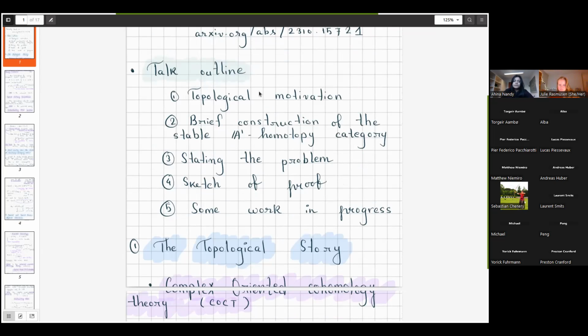So first, I will start with some topological motivation, or I'll tell you the story of what happened back in the 60s and 70s in topology. And then since we are trying to translate all of it into stable A1 homotopy categories, I will give a very brief construction of that. And then I'll try to say what exactly we are trying to do and sketch a proof of it. And then we're trying to apply it in some computation, and I will try to give some idea of what we are doing nowadays.